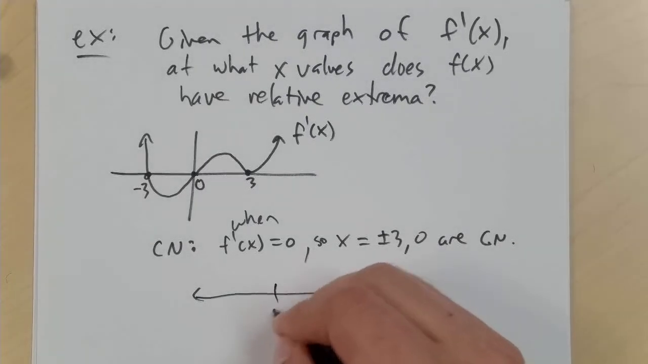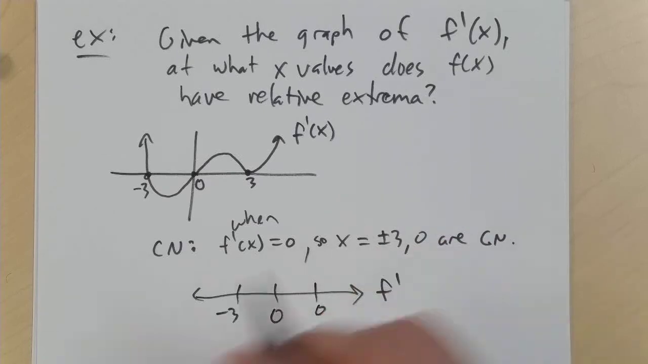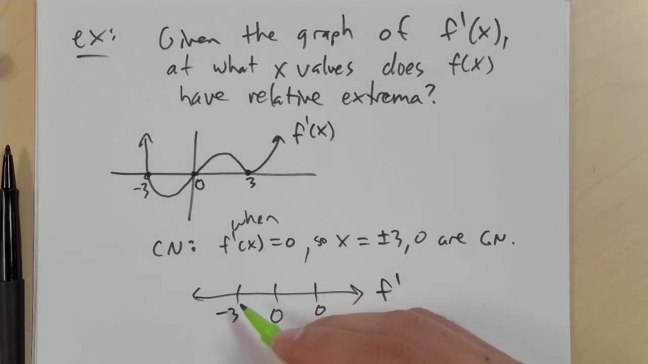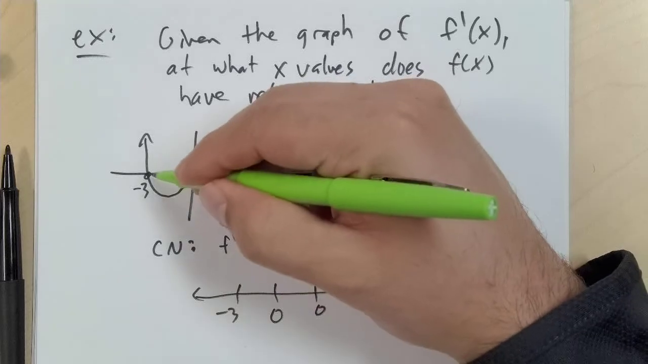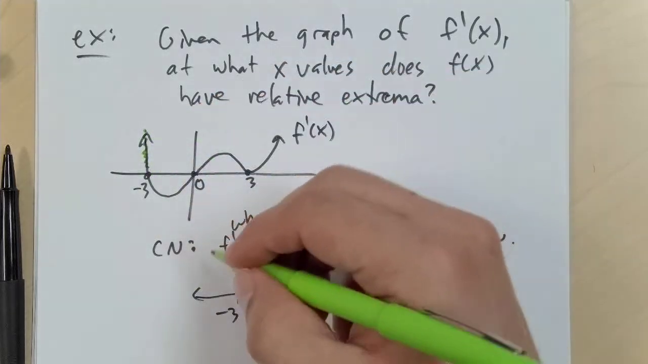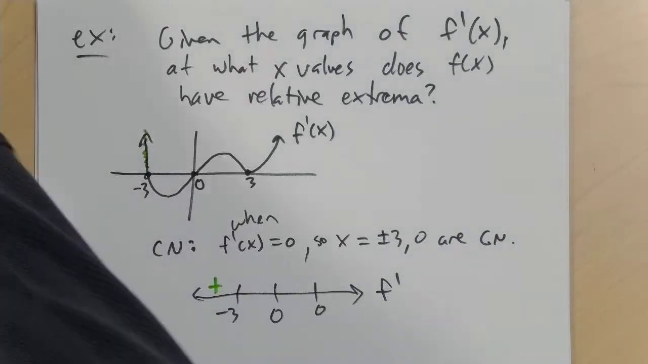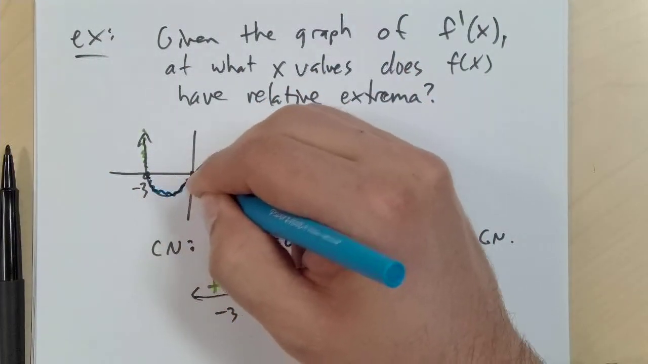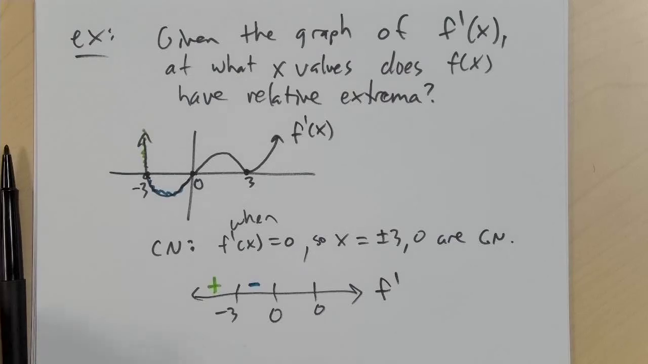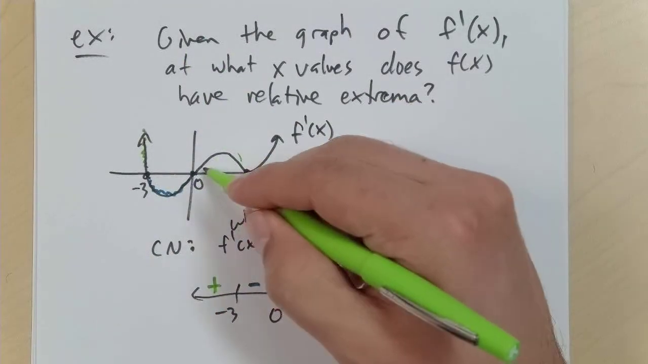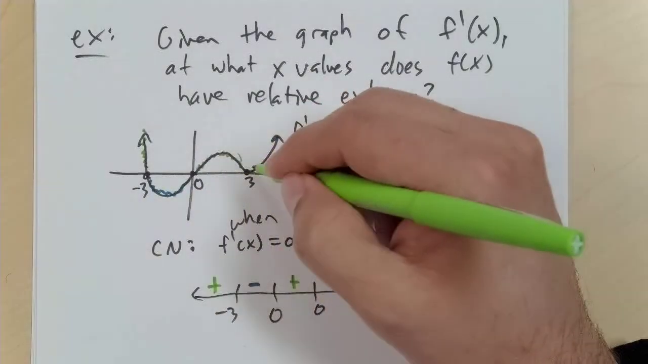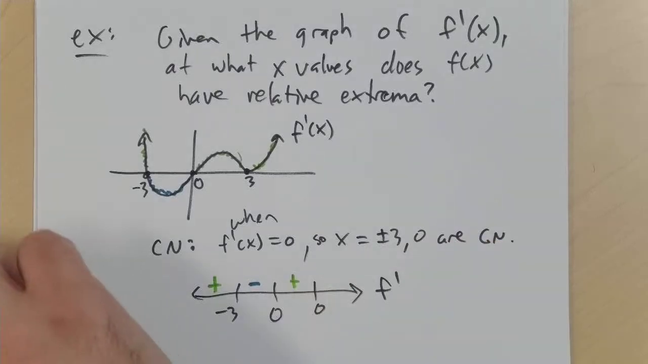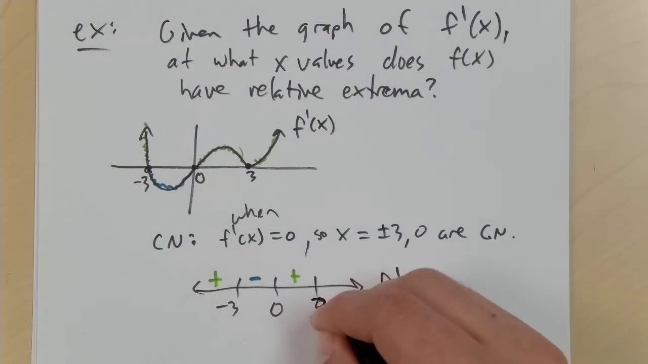So put those on a number line just like we did before. And now remember, what we care about is, is the derivative positive or negative? So let's look at -3, to the left of it. Looks like we're above the x-axis, so that's going to be positive. From -3 to 0, we're below. From 0 to 3, we're back above, so that's going to be positive. And we're going to be positive again from 3 onward. Whoop, this should be a 3, obviously.